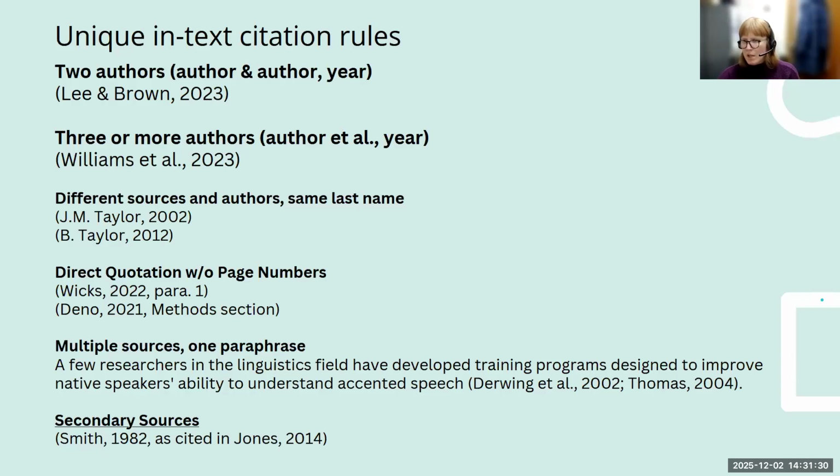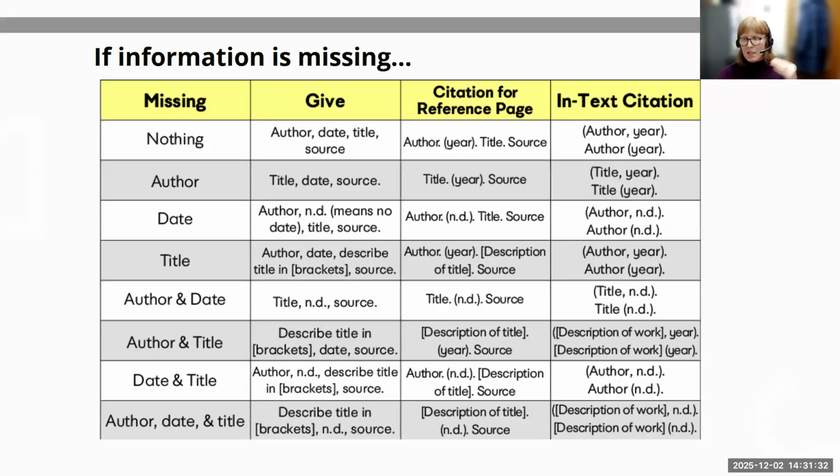One more page about exceptions and things that can come up. If information is missing about your source, that's okay. There are different ways to still cite it, right? So we have our standard format here: author, year, title, source for our citation on the reference page, and in-text, right? Author and year. Say we don't have an author, the title would be the first thing that you would put in that citation, for both the reference page as well as the in-text. You would put a shortened title as a citation and the year.